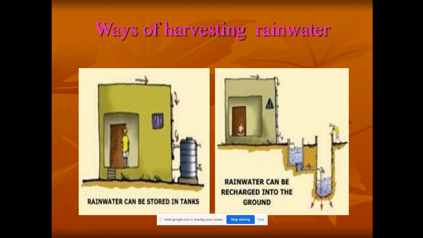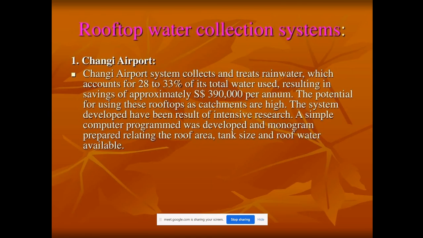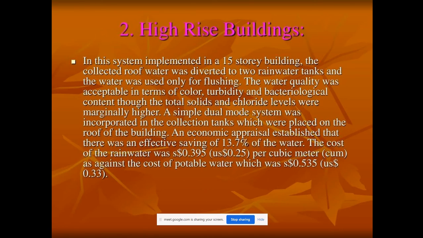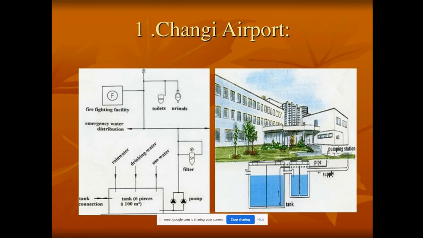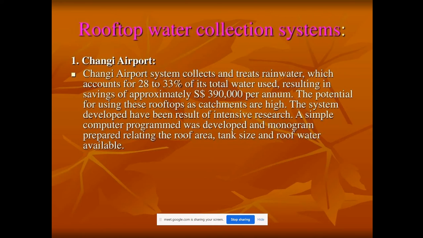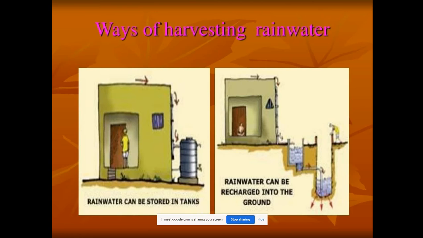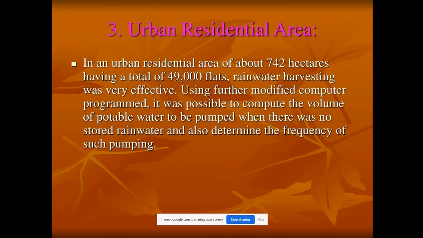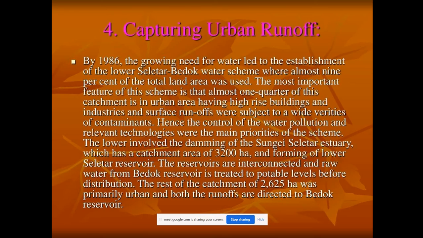Advantages: rainwater harvesting techniques are simple to install and operate. Local people can learn and are usually trained to implement such techniques, and construction materials are also readily available. It is convenient in the sense that it provides water at the point of consumption, and family members have full control of their own system. Operation and maintenance problems and running costs are almost negligible.